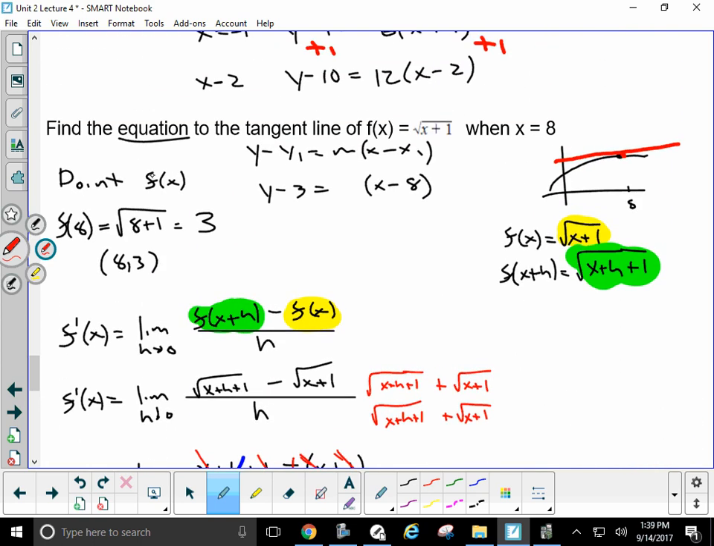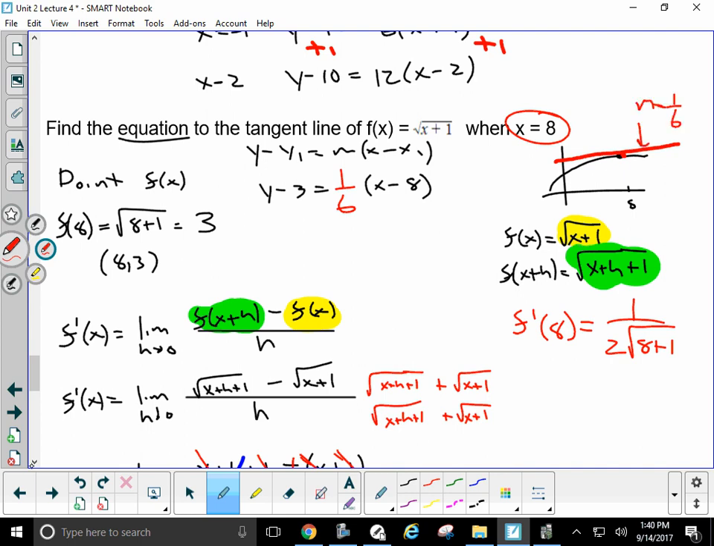I need to find the m at 8. So I'm going to find f prime at 8. That'd be 1 over 2 root 8 plus 1. That would end up being 1/6. Okay? What you get is a slope generator, not the slope. We want the specific slope to this function at 8. Well, this slope is 1/6.